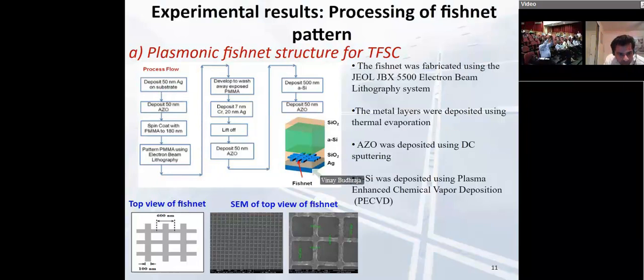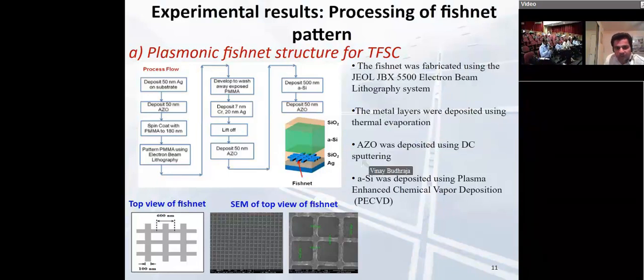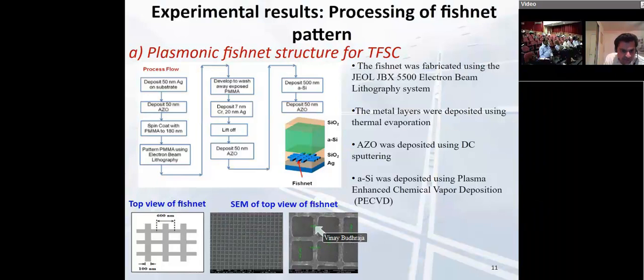Here are the processing steps. We deposit one layer at a time, and to pattern the fishnet, we use the electron beam lithography system. The metal layers were deposited using thermal evaporation, the AZO layer for the top and back contact was deposited using DC sputtering, and for amorphous silicon we use plasma enhanced chemical vapor deposition. This is the design pattern that comes from simulation, and these are the SEM images. After optimizing the processing conditions, we got a good line width, good selectivity and good pitch. Pitch is the center to center spacing, which is required in the design.